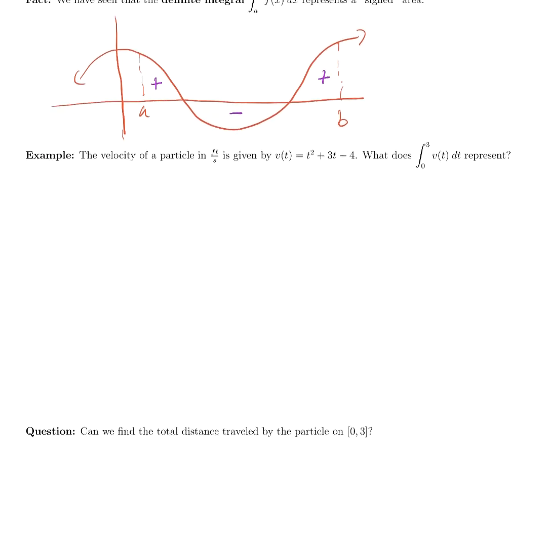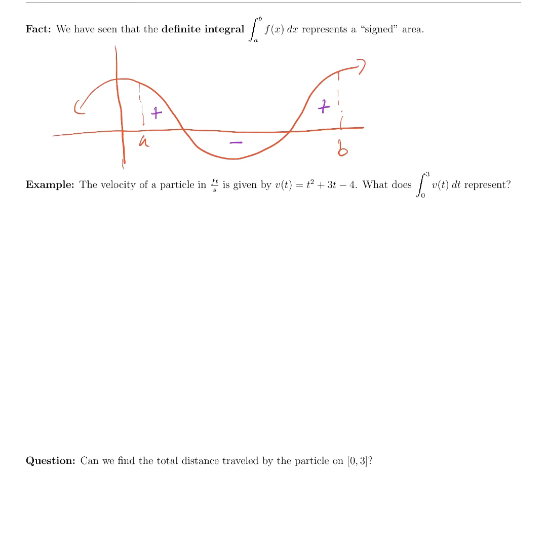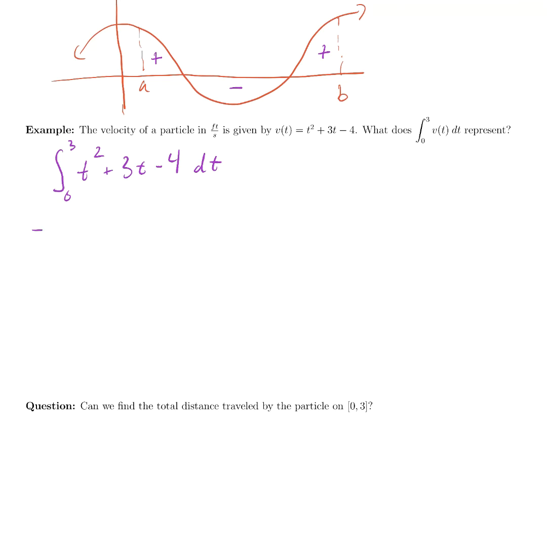Okay, so the velocity of a particle in feet per second is given by t squared plus 3t minus 4. What does the integral from 0 to 3 of v of t represent? Okay, let's think about it. First, let's just evaluate it. So the integral from 0 to 3 of t squared plus 3t minus 4, and we're integrating with respect to time. So the antiderivative of t squared is t cubed over 3, plus the antiderivative of 3t is 3/2 t squared, minus 4t, and we're evaluating from 0 to 3.